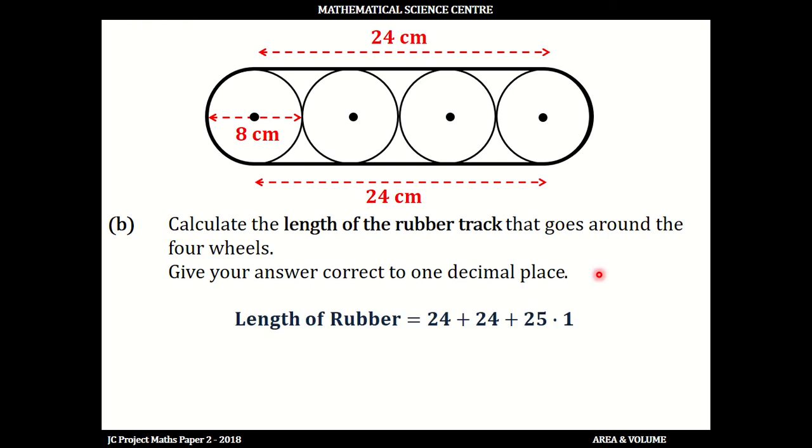So the length of the rubber is 24 plus 24 plus 25.1. And what happens when you add these three lengths up? What do they add up to? 73.1 centimetres. Okay, so that's the length of rubber that's used altogether. So if you were to cut this track and line it out, it would be 73.1 centimetres in length. Is that okay?